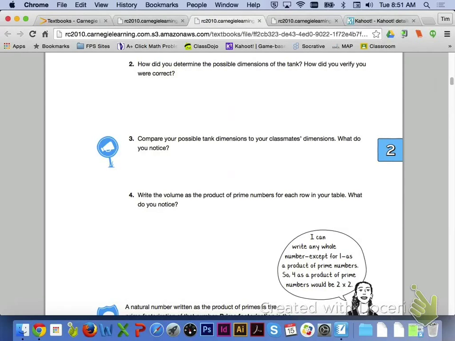If we move to page 53, go ahead and answer number 2 with your group members. How did you determine the possible dimensions of the tank, and how did you verify that you were correct?